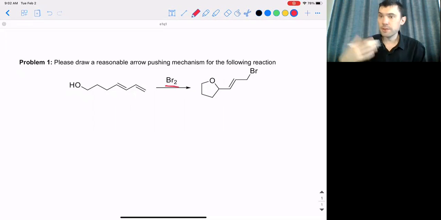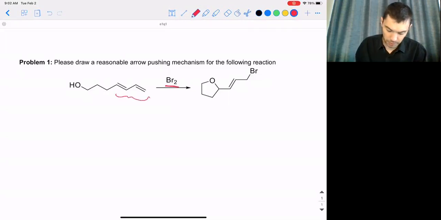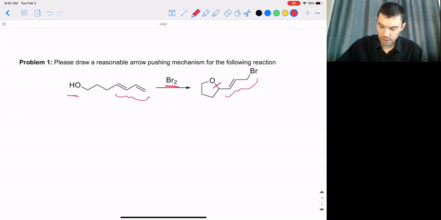And that's good, because the next thing I encourage people to do with an arrow pushing mechanism is just to look at the starting material and the product and compare the bonds that are made and broken. And so in the starting material, we can recognize that we have a diene and then an alcohol. And so those are two important functional groups. And then in the product here, we've made a new carbon-oxygen bond. And by so doing, we've generated an ether, in this case, a cyclic ether. And we've clearly lost that double bond motif, and now we have an allylic bromide.